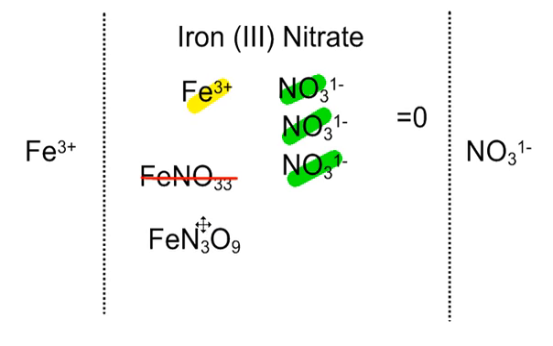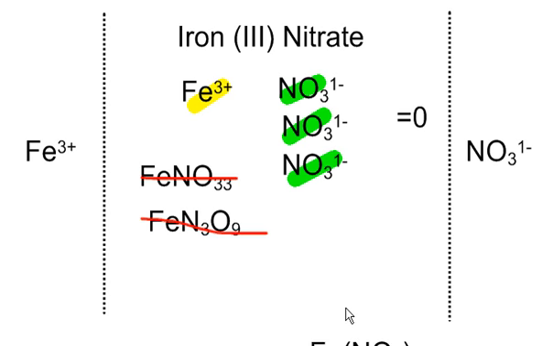Here's another option. You might look at this formula and say, well, we had 1 iron, and if you count, there'd be 3 nitrogen, and if you count, there'd be 9 oxygen. And technically, this has the right number of atoms, but it doesn't show how they're grouped together. It doesn't show the nitrates. And so we can do better than this. So I'm going to line this one out.